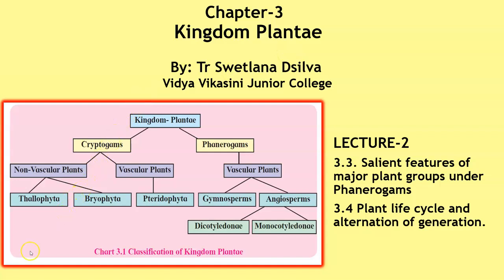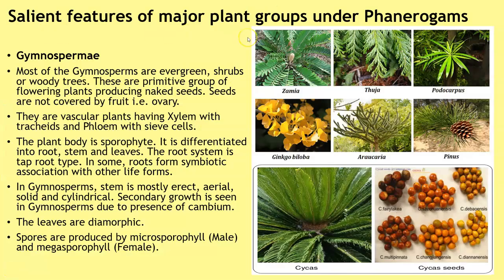So let's begin. The first division that we will see under phanerogams is the division of gymnosperm. Most of the gymnosperms are evergreen, shrubs or woody trees. They are primitive group of flowering plants producing naked seeds. Seeds are not covered by a fruit, that is ovary. If you have a look at this diagram, you can see this is cycas and these are the seeds that it produces. They are vascular plants having xylem with tracheids and phloem with sieve cells.